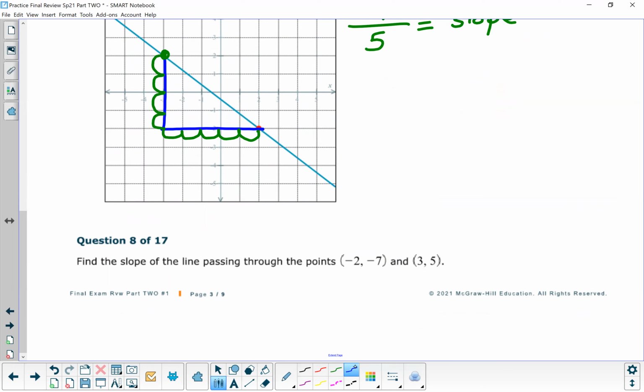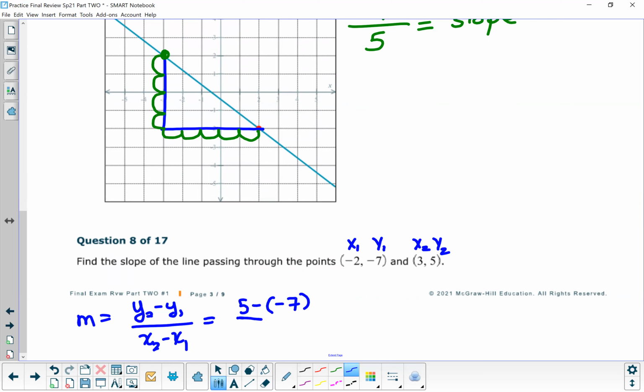All right, find the slope of the line passing through the points (-2, -7) and (3, 5). So you can also use your slope formula. I'm going to call this x1, y1, x2, y2, and let's remember our formula: m equals y2 minus y1 over x2 minus x1. You will not be able to use notes on the final, so make sure you have this memorized. So we have 5 minus -7 over 3 minus -2, so that's 5 plus 7 over 3 plus 2, which gives me 12 over 5, and that is simplified. So there's my slope.